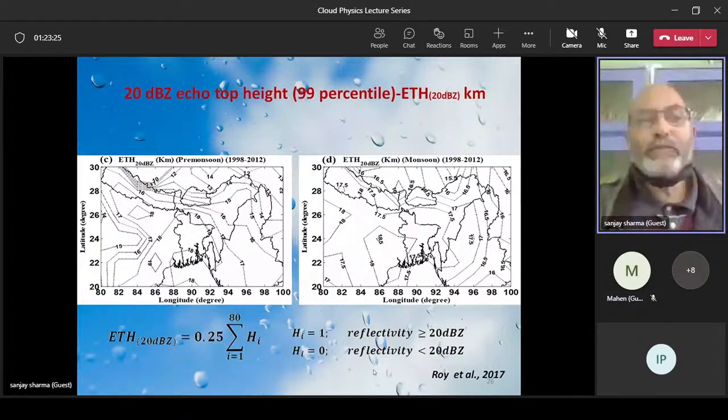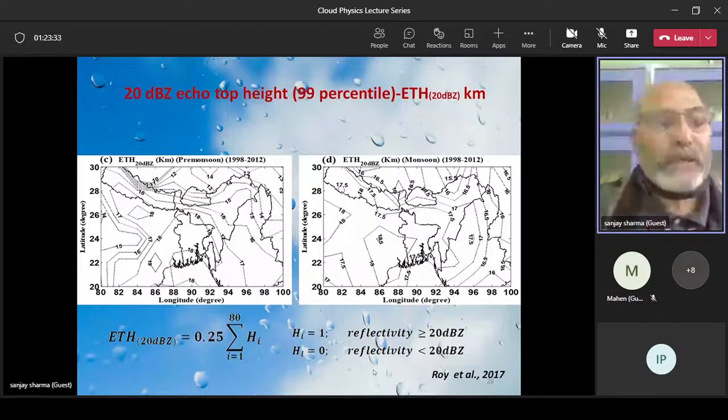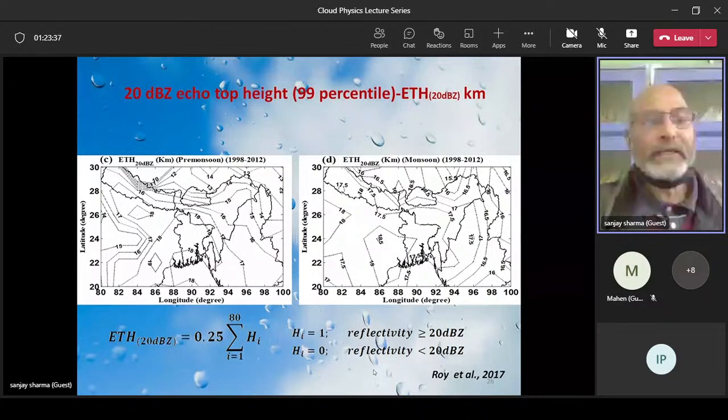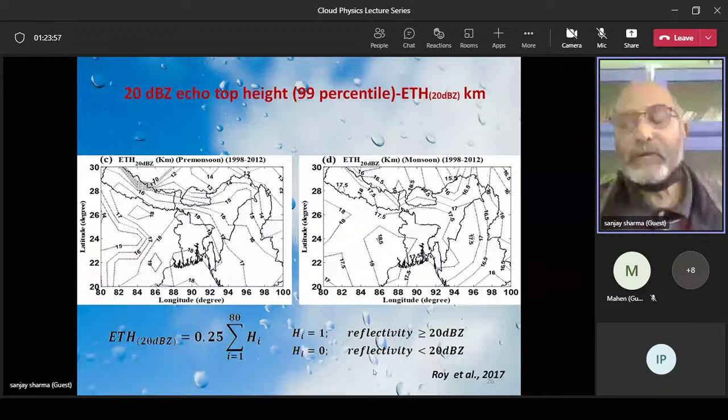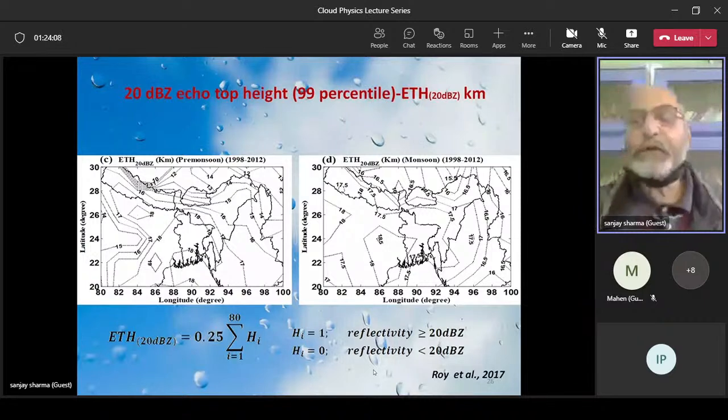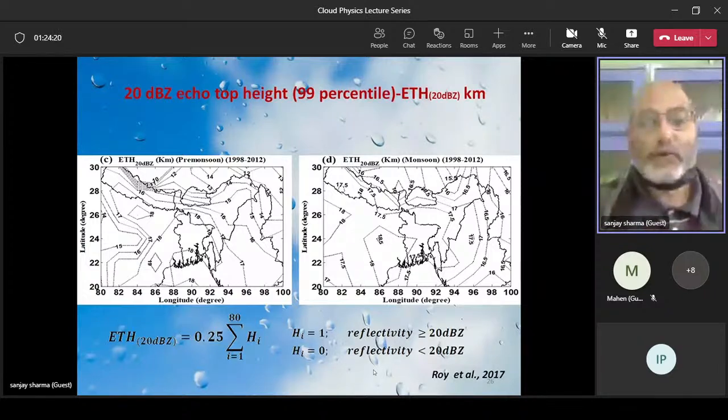For example, this is the 99th percentile, meaning the top 1% of echo top height values. Over eastern India, we are getting up to 18 kilometer height of precipitation. Towards the northeastern side, the maximum we are getting is 16 kilometer, then 14. So towards the northeastern side, we have lower height compared to the eastern side. Similarly, in monsoon also, eastern India has more echo top height compared to the northeastern part. But seasonally, precipitation height is more during the monsoon season compared to the pre-monsoon season.